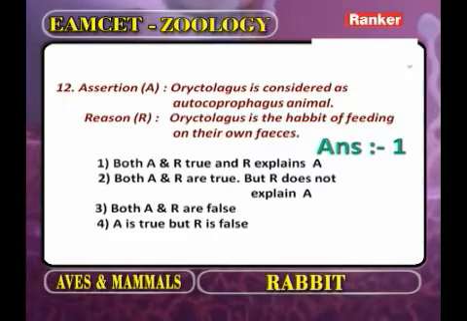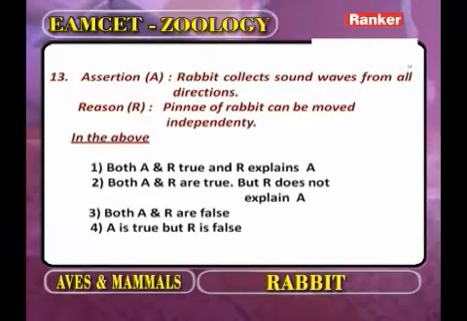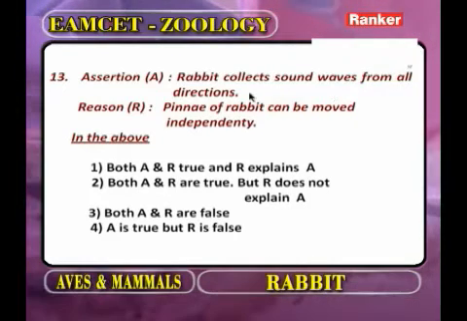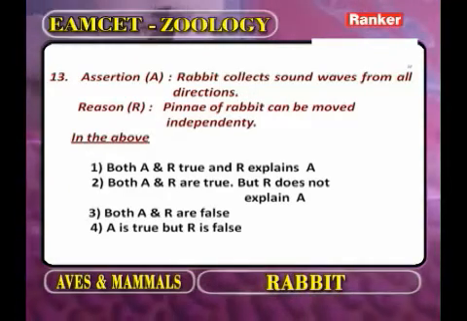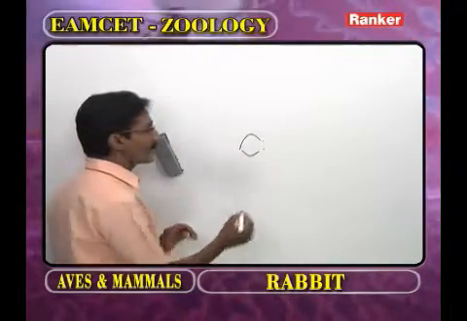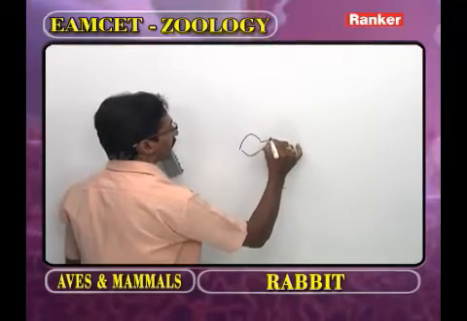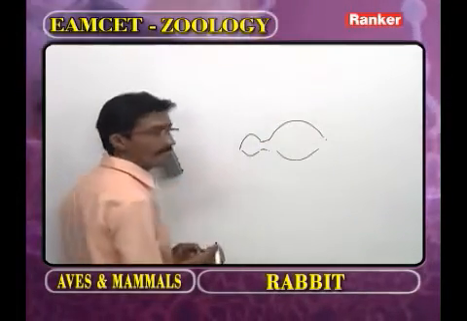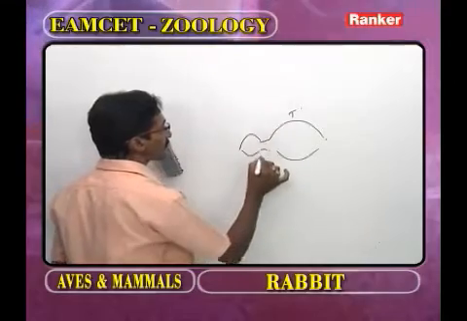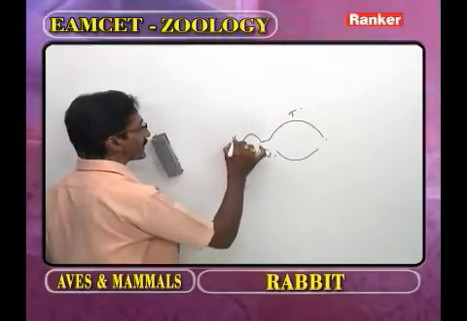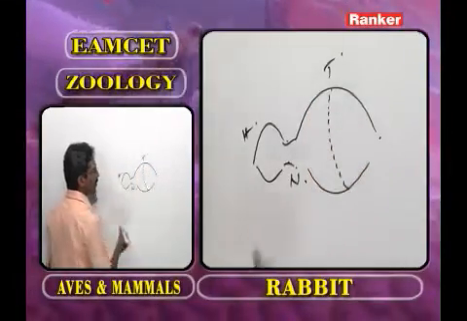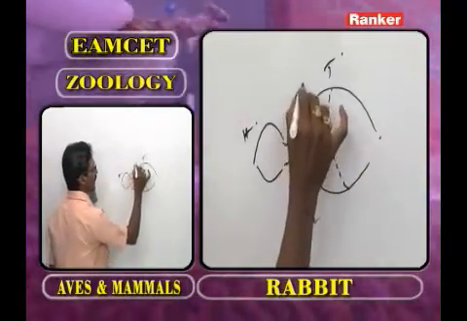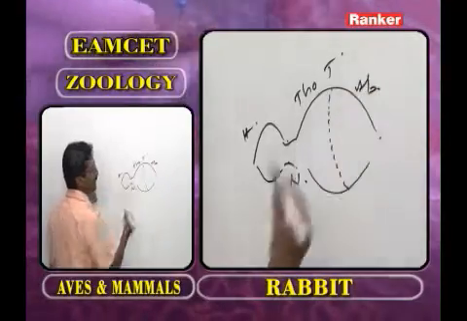Now, we go for the next question. Assertion: rabbit collects the sound waves from all directions. Now, as we observe the general body plan of rabbit, this part we call the head of rabbit. This is the neck, and this part we call the trunk. The trunk is classified into two regions. One we call thorax, one we call abdomen.